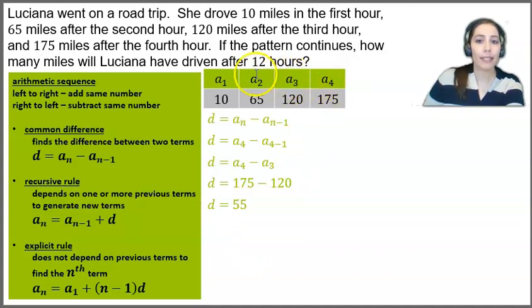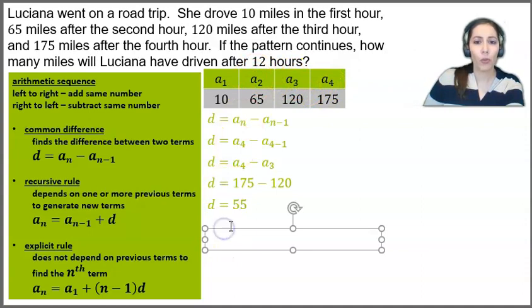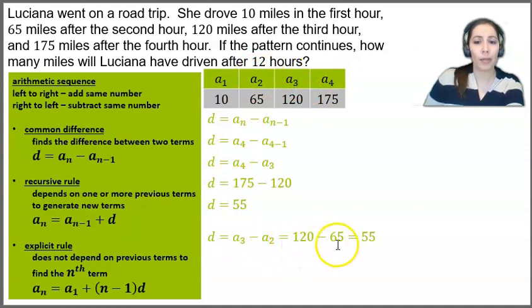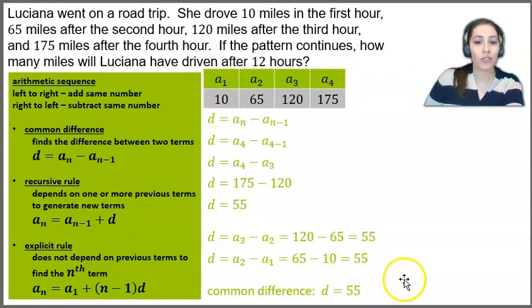Let's try between a sub 3 and a sub 2. When I do that, I get 120 minus 65, I get 55. And the common difference between a sub 2 and a sub 1 is also 55. So my common difference for this is 55. So this definitely is an arithmetic sequence.